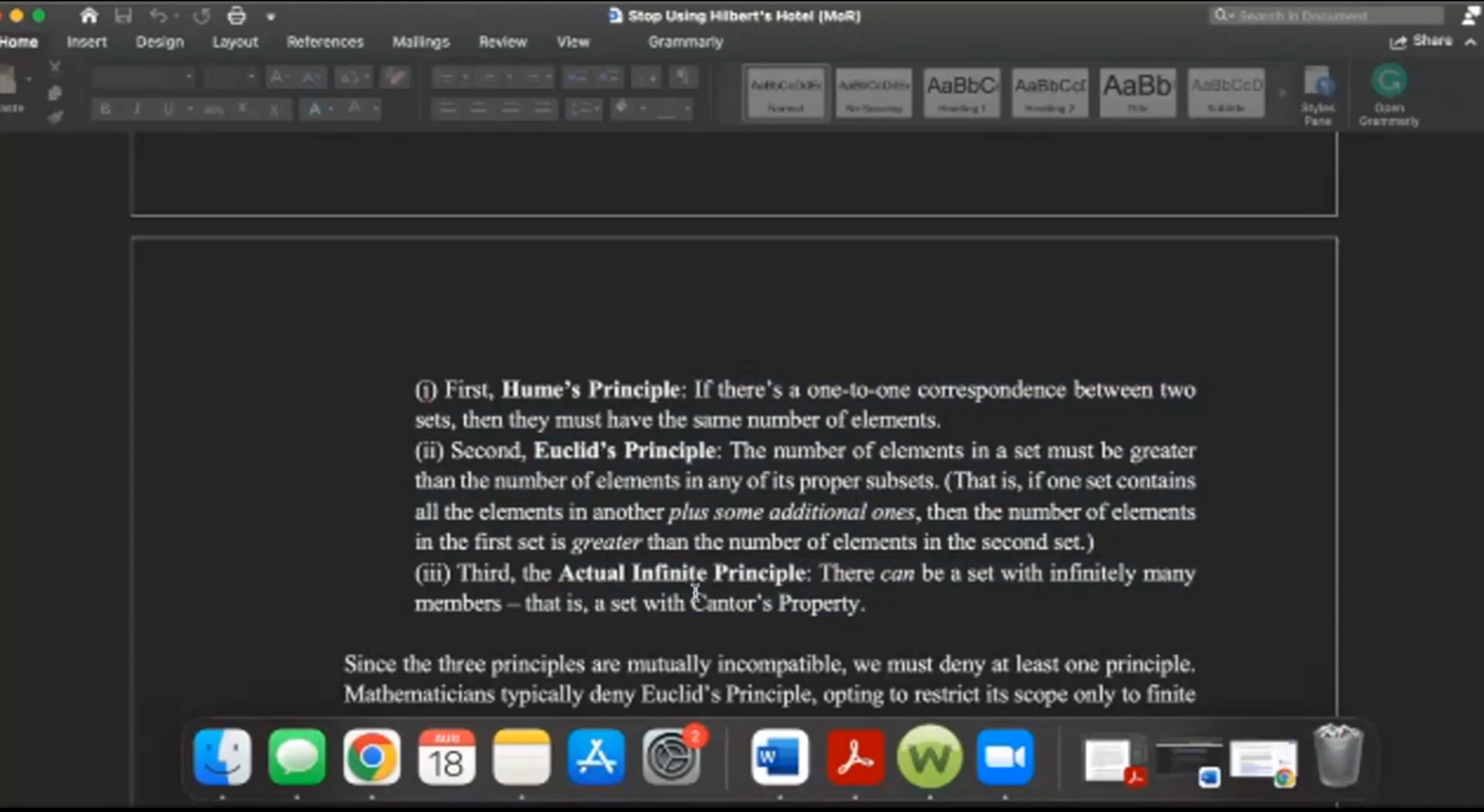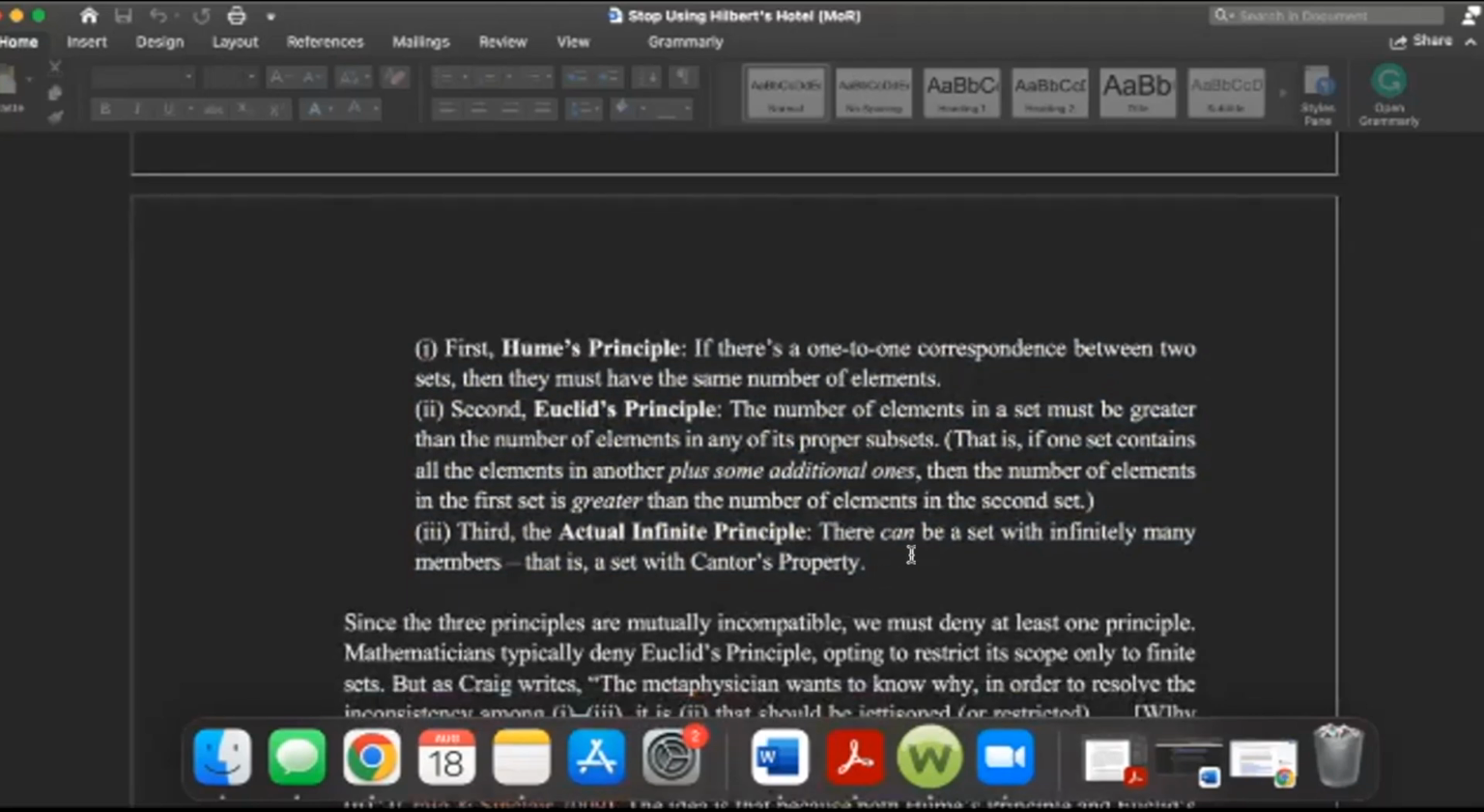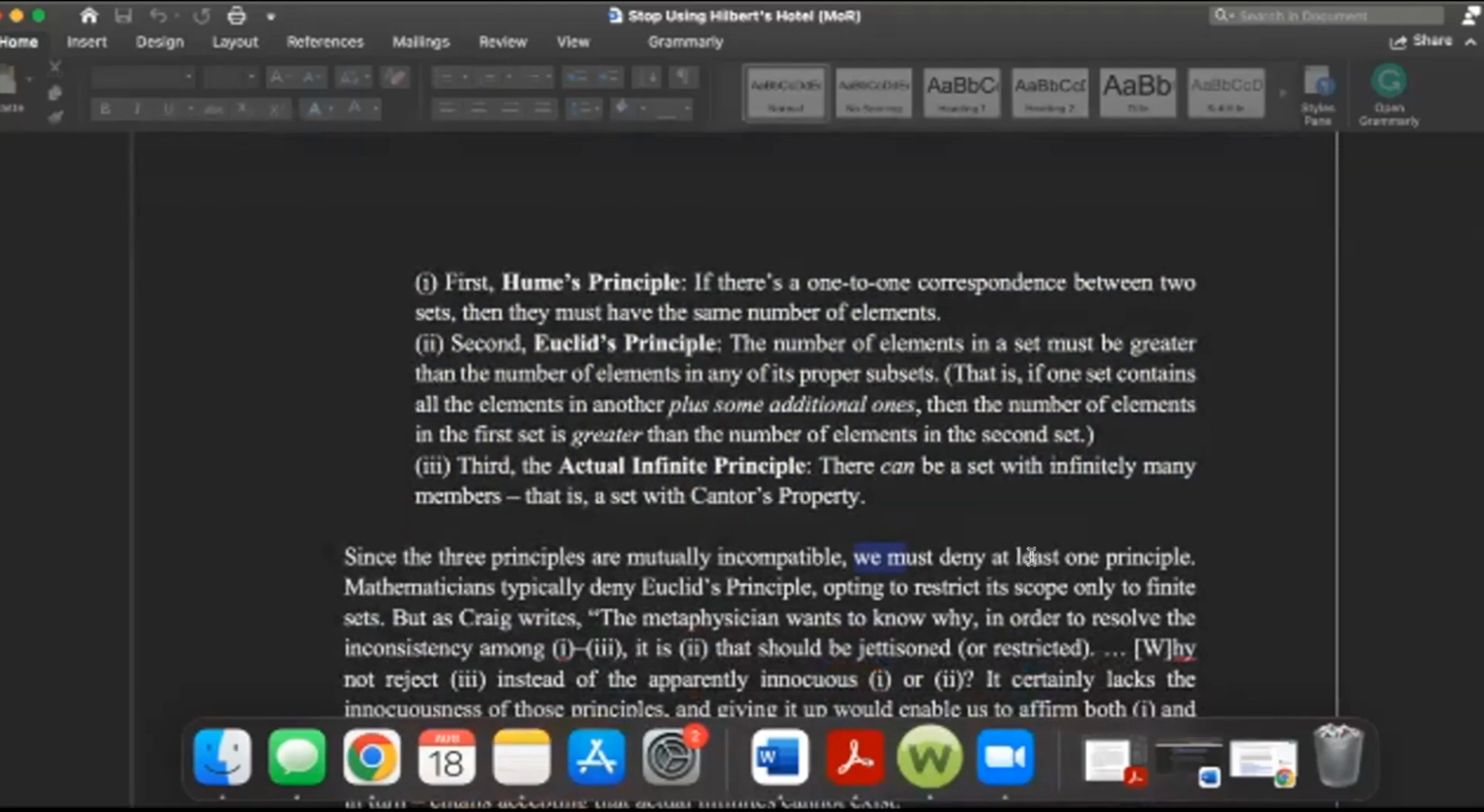Now, it's pretty clear that these 3 principles are mutually incompatible. Take any 2 and you can't have the third, right? So suppose that there can be a set with infinitely many members, which has Cantor's property. Well, Cantor's property, remember, means that a whole set can be put in one-to-one correspondence with infinitely many of its proper subsets. So if it can be put in one-to-one correspondence with them, then they must have the same number of elements. But according to Euclid's principle, the number of elements in a set must be greater than the number of elements in any of its proper subsets. And so they can't have the same number of elements. So that's how you can see that they're mutually incompatible. And since they're mutually incompatible, we must deny at least one principle among these 3.